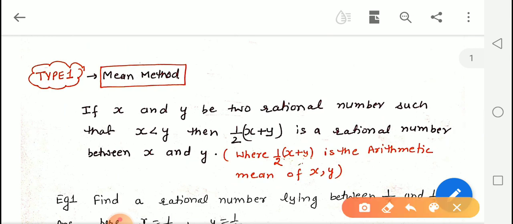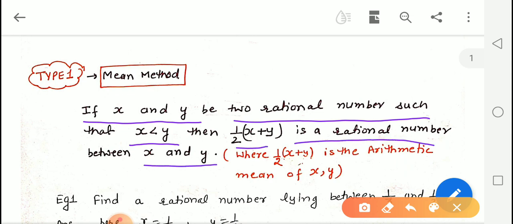It says that if x and y are two rational numbers such that x is less than y, then (x plus y) by 2 is a rational number between x and y, where (x plus y) by 2 is the arithmetic mean of x and y. We use this method when it is asked to find a single rational number between the two rational numbers. Now let me explain this with an example.